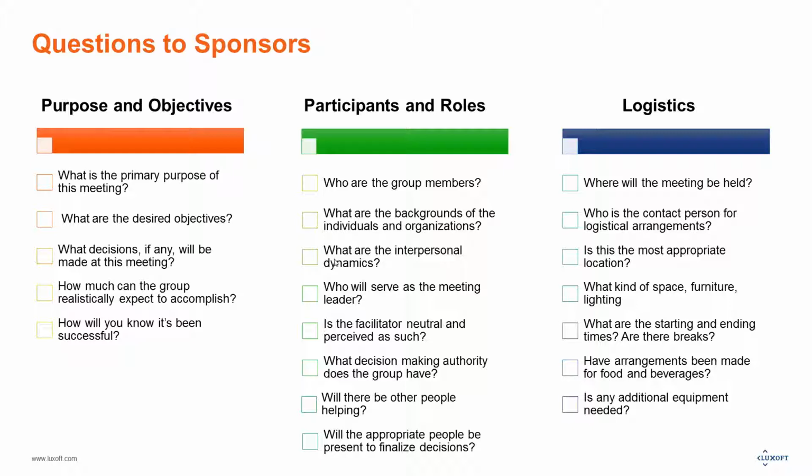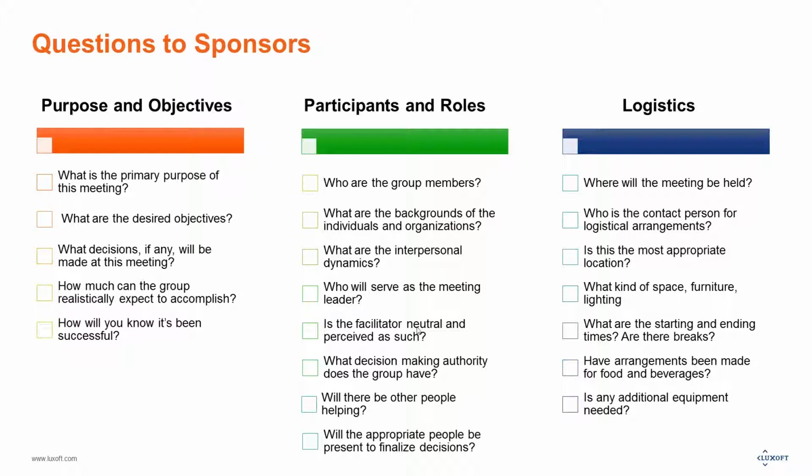What is the interpersonal dynamic, what is meant by it? Has the group met with one another already? Do these people know one another already? Are there any interpersonal relations between these people? Who will serve as the meeting leader? Who will conduct the meeting? Because the facilitator is a neutral person and the facilitator can't demand anything from participants. He or she is just organizing the meeting, providing the structure of the meeting, but probably there should be some leader of the meeting.